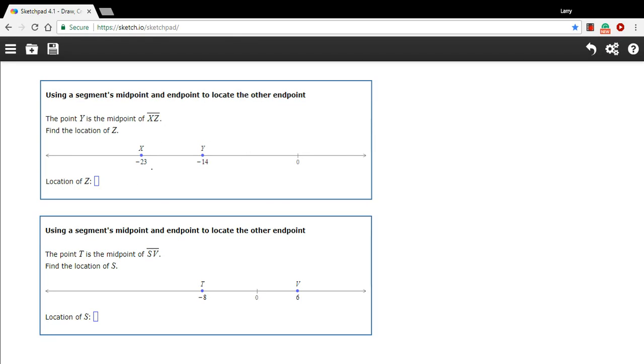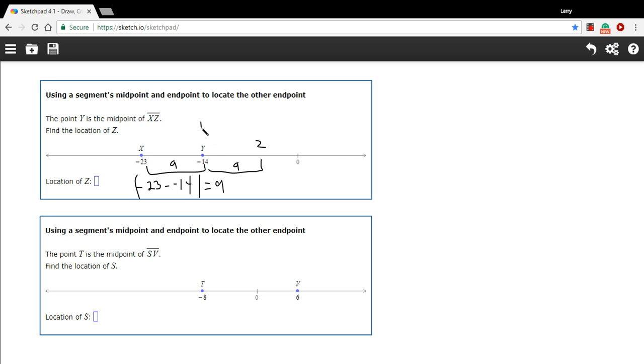Well, I think in this case, what we want to do is take the distance here, find out what this distance is from x to the midpoint, and then we know the same distance is going to happen out this way towards z, which will be over here. So to find the distance between any 2 points on a number line, you can subtract and take the absolute value. So this is negative 23 minus a negative 14. That would be a negative 9. You take the absolute value of that, you get 9. So this is a distance of 9 in here. So we want to put a distance of 9 here.